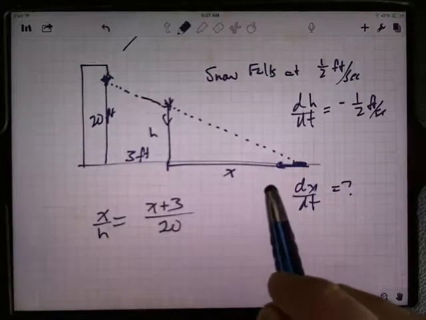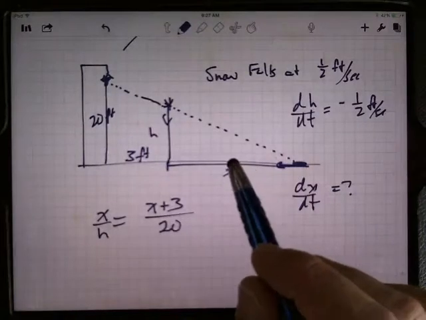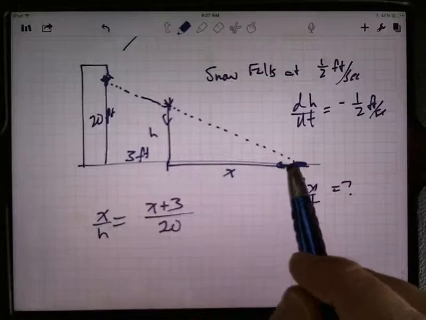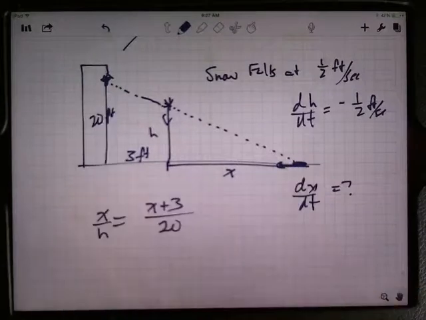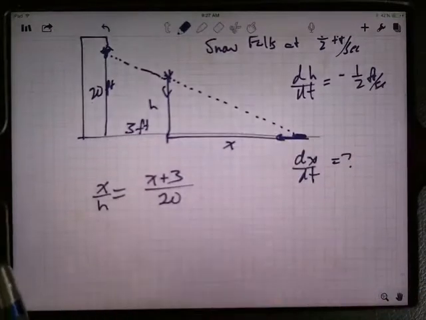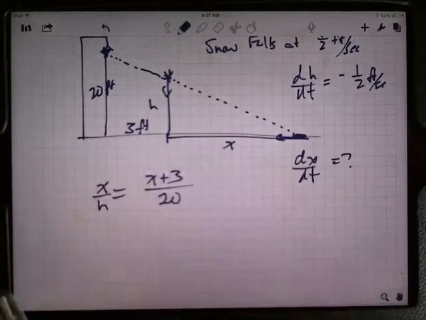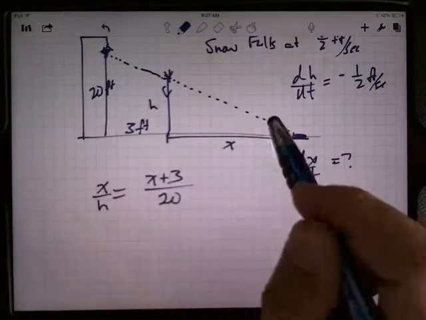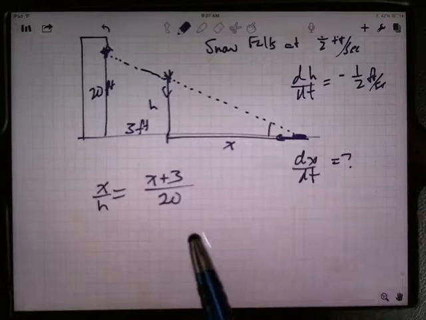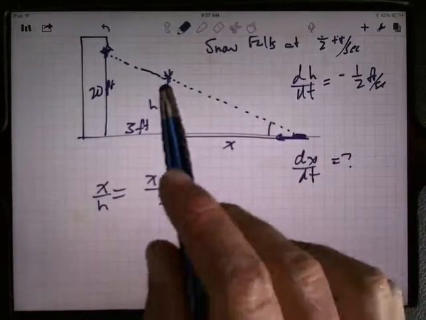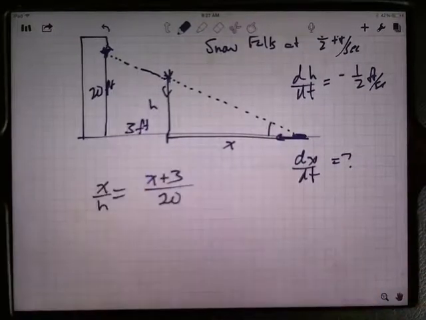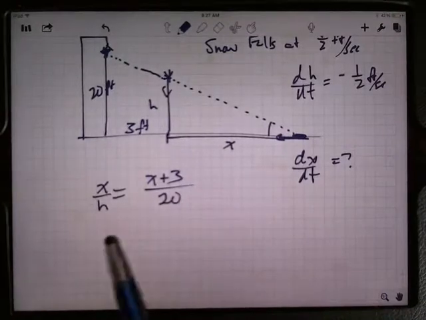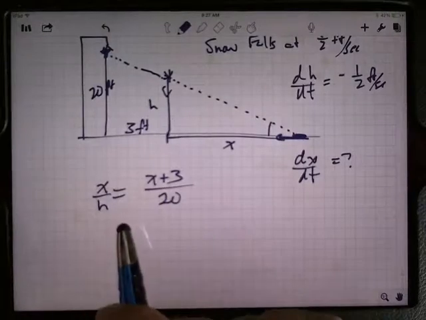So I agree with that. x over h equals x plus 3 over 20. Yes, I like that relationship. Similar triangles, ratios of corresponding sides. If you'd rather, we did the cotangent of that angle from the point of view of the small triangle and the big triangle. Okay, so they should be equal to each other. I can leave this relationship as it is. It is now perfectly good.